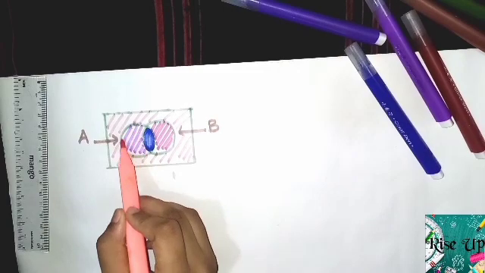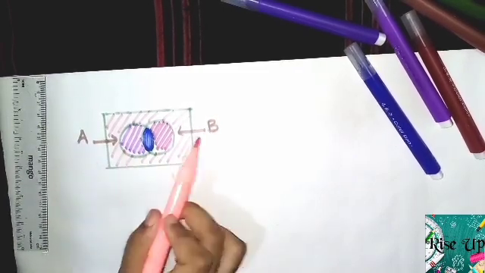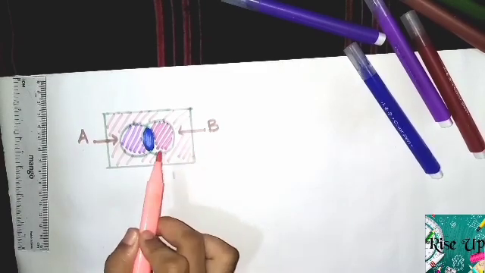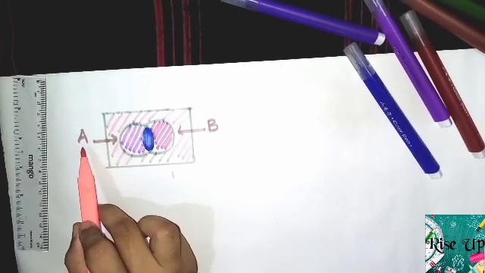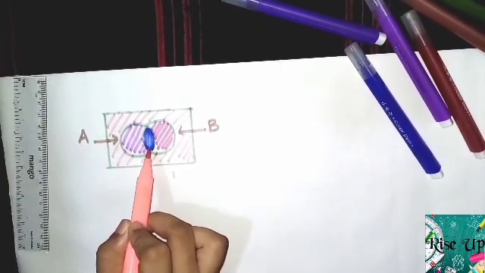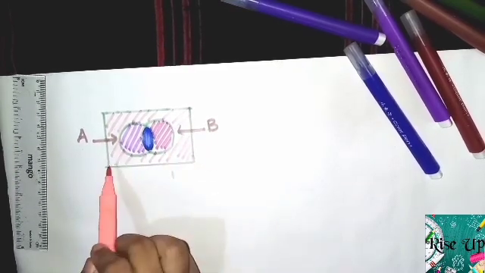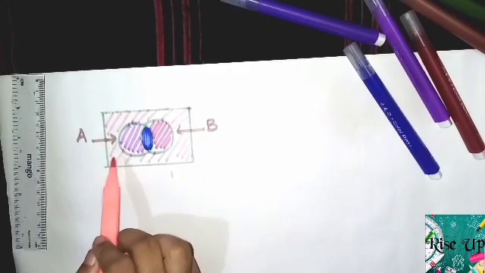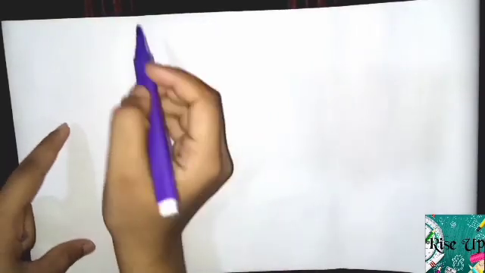So the portion that is shaded with purple color belongs only to set A but not to set B. The portion that is shaded with red color belongs only to set B but not to set A. The portion that is shaded with blue color belongs to both the sets A and B. And the outer portion belongs to nothing, not to set A or set B. Okay, right. Well, we'll take a few examples to learn the lesson.